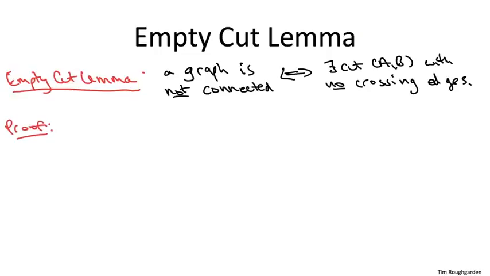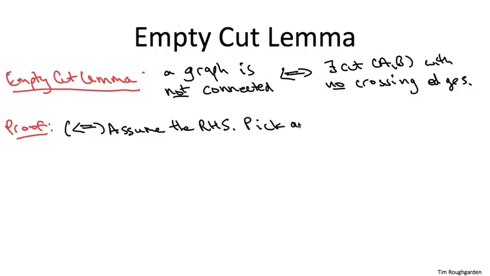First, we have to prove that assuming the first statement, we can derive the second. Then we have to show that assuming the second statement, we can derive the first. I think the easier direction is to assume the right-hand side and then derive the left-hand side. So let's start with that one. That is, consider a graph G so that there's a cut A, B with no edges of G crossing this cut.